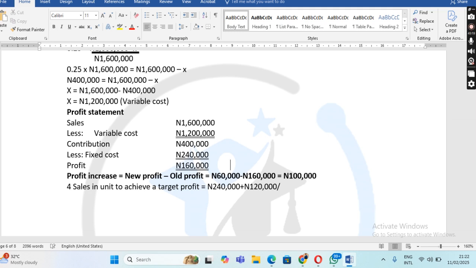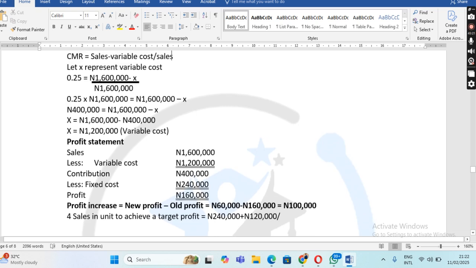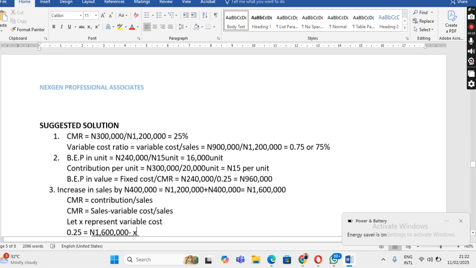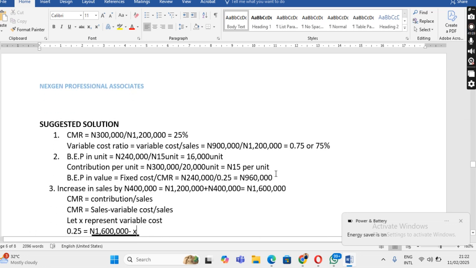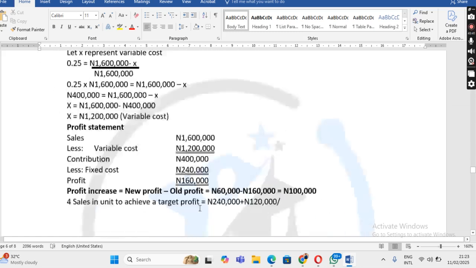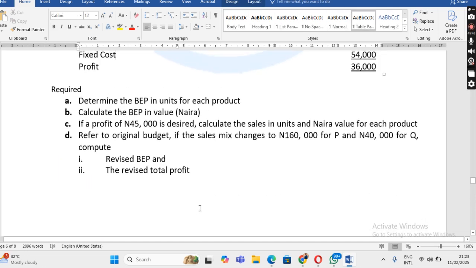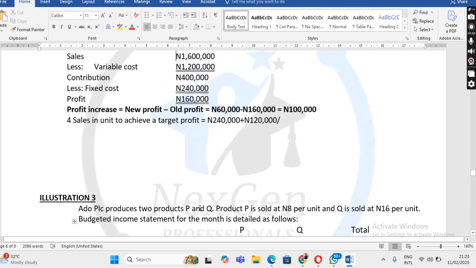We have already calculated contribution per unit. Let's go back and check. Where is it? So where is our contribution? You can see this is our contribution per unit, right? Yes, 15 naira. Contribution per unit is 15 naira. So we quickly move. 15 naira per unit.